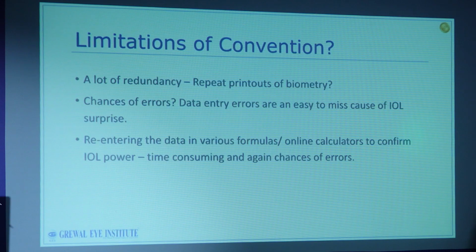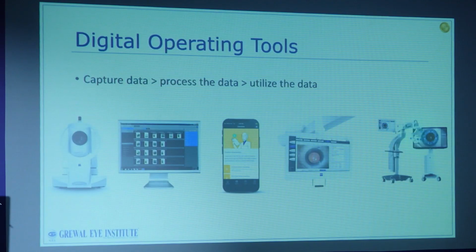Some studies have shown that in medicine, transcription errors alone can be almost 5%. So, you can end up with IOL surprises. And sometimes when we have a refractive surprise after surgery, we try to find out all the different causes, but we might never pick up that it was actually just a data entry error while calculating the power. And again, when we are trying to use these newer online calculators that are available, because we're entering the data again and again in different places, the chances of these errors will only increase.